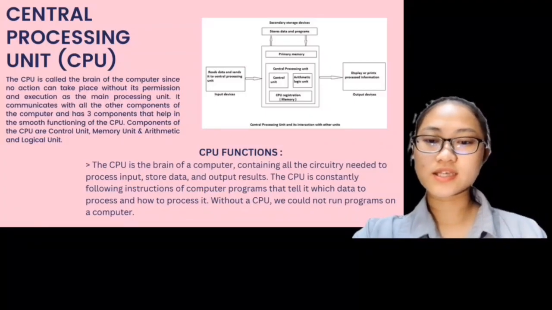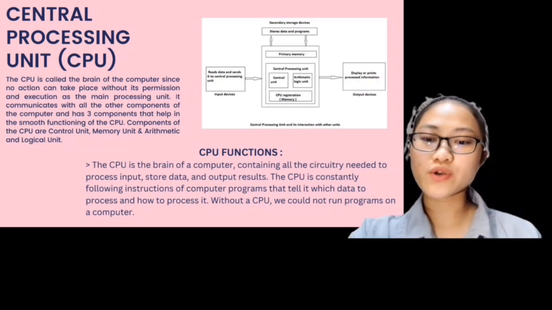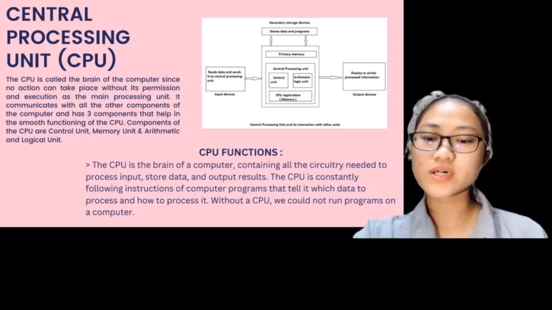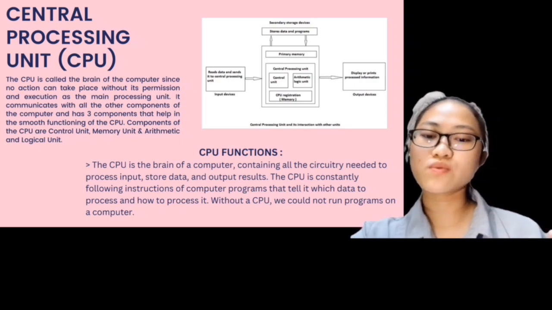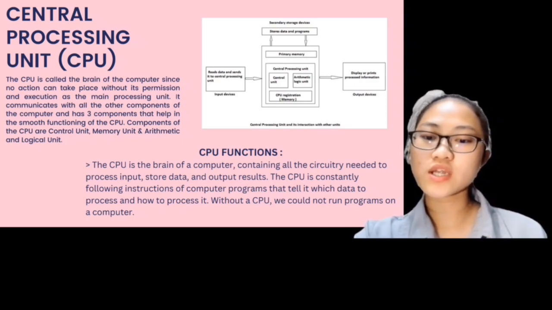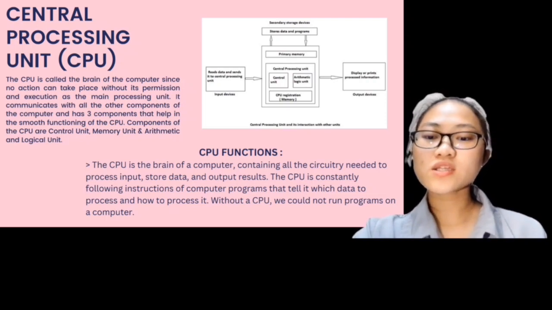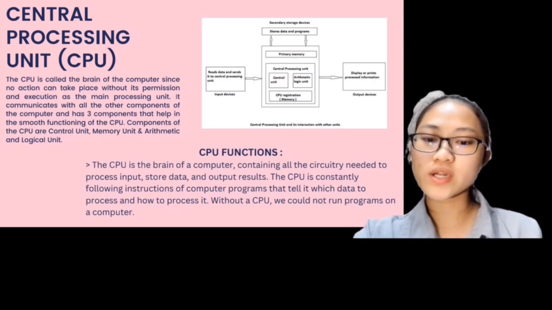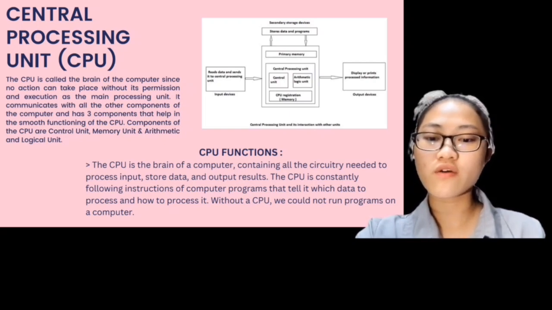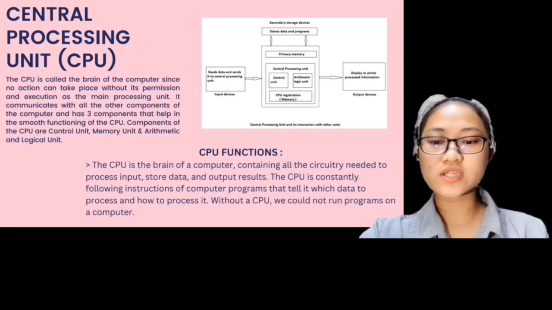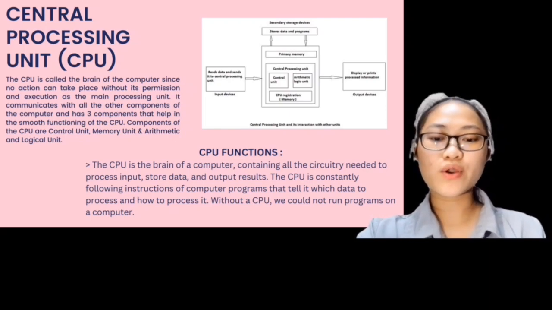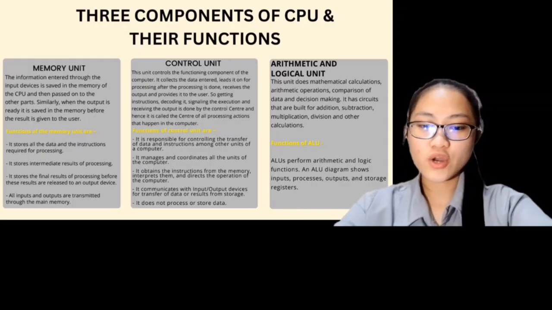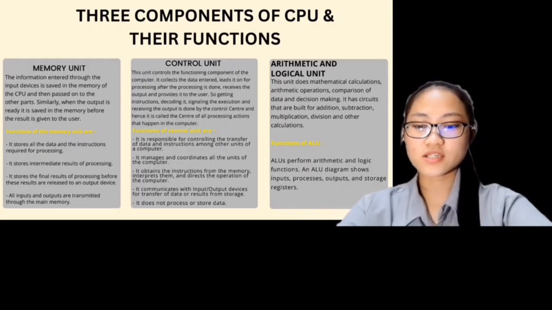As you can see in this slide, I will talk about the Central Processing Unit, CPU. The CPU is called the brain of the computer, since no action can take place without its permission and execution as the main processing unit. It communicates with all the other components of the computer and has three components that help in the smooth functioning of the CPU. Components of the CPU are the control unit, memory unit, and arithmetic and logical unit. Then, the three components of the CPU and their functions.